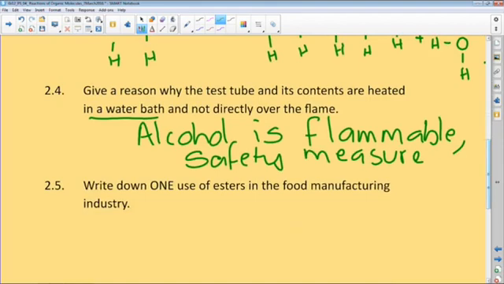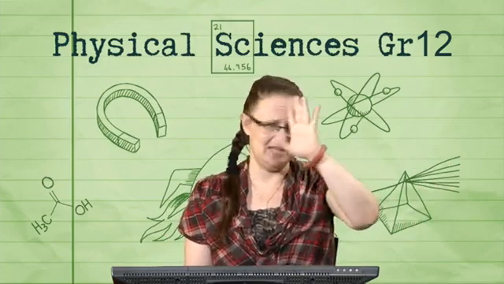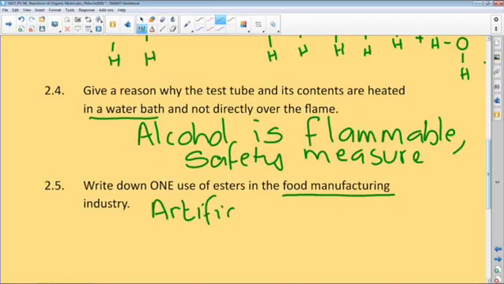Then, write down one use of esters in the food manufacturing industry. There's lots of them, but because I said food manufacturing, you can't say it's used to make perfumes. Okay, I don't particularly enjoy eating perfumes. Ladies, if you've ever sprayed perfume in your mouth, even deodorant, by accident, it's horrible, okay? So we don't use that. It's not the food industry. What they mean by this is for artificial flavoring.